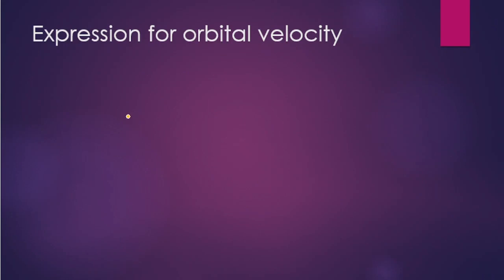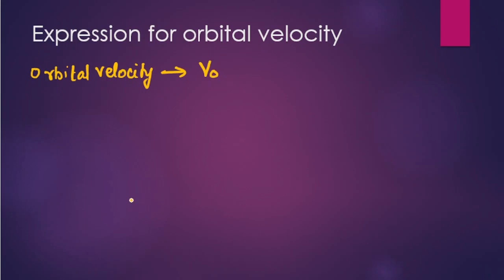Now let us see the derivation of the expression for orbital velocity. Let us consider the orbital velocity of the satellite to be V naught. So V naught is the orbital velocity of the satellite.